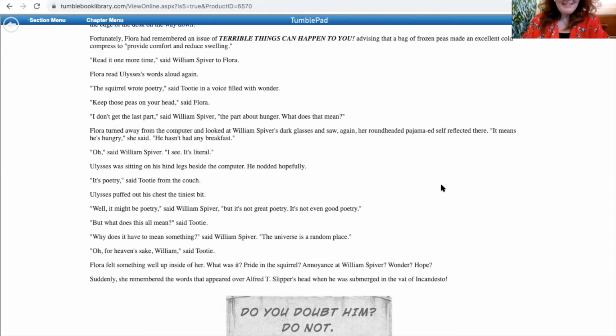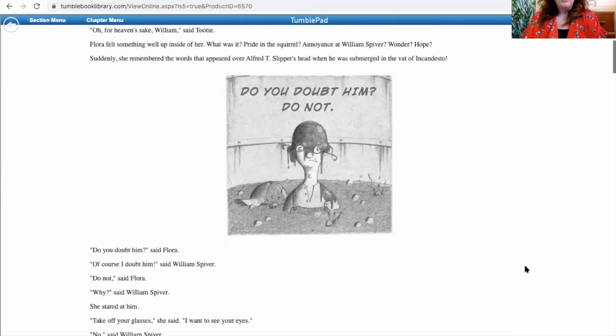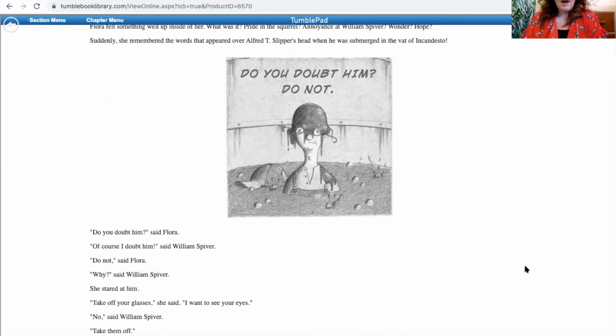"But what does it all mean?" said Tootie. "Why does it have to mean something?" said William Spiver. "The universe is a random place." "Oh, for heaven's sake, William," said Tootie. Flora felt something well up inside her. What was it? Pride in the squirrel? Annoyance at William Spiver? Wonder? Hope? Suddenly she remembered the words that appeared over Alfred P. Slipper's head when he was submerged in a vat of Incandesto. "Do you doubt him? Do not."